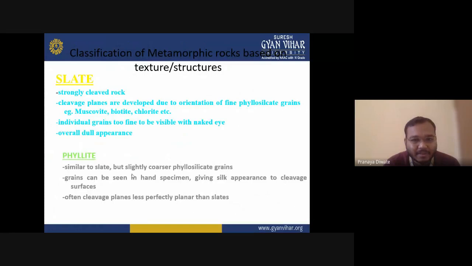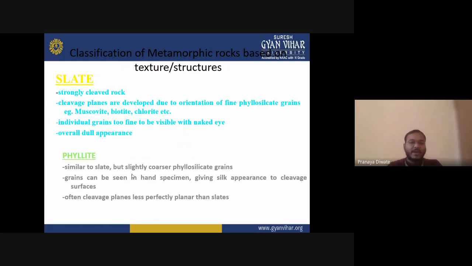Slate is one of them; slaty is a texture. Slate is a strongly cleaved rock. Cleavage planes are developed due to the orientation of fine phyllosilicate grains, that is muscovite, biotite, and chlorite. Slate is formed from shale. Shale has some layering because it is mostly formed by biotite and these minerals. This layering is also there in slate, but individual grains are too fine to be visible with the naked eye. Overall, you have a dull appearance.